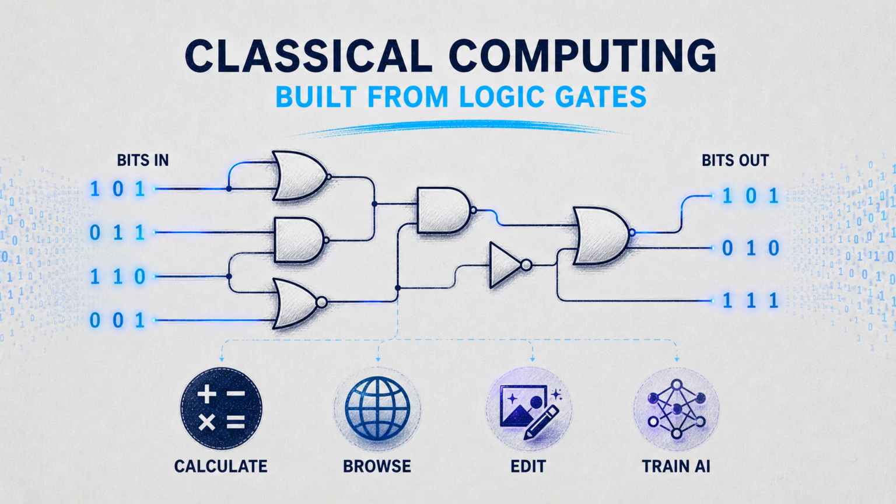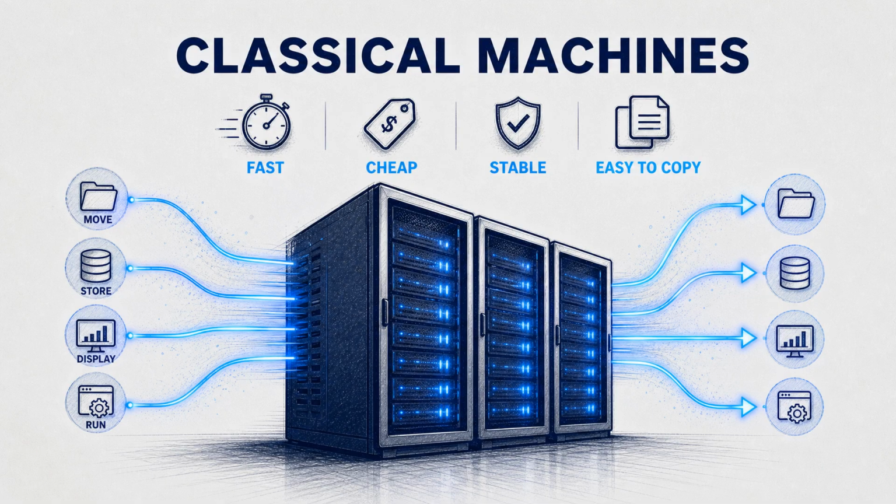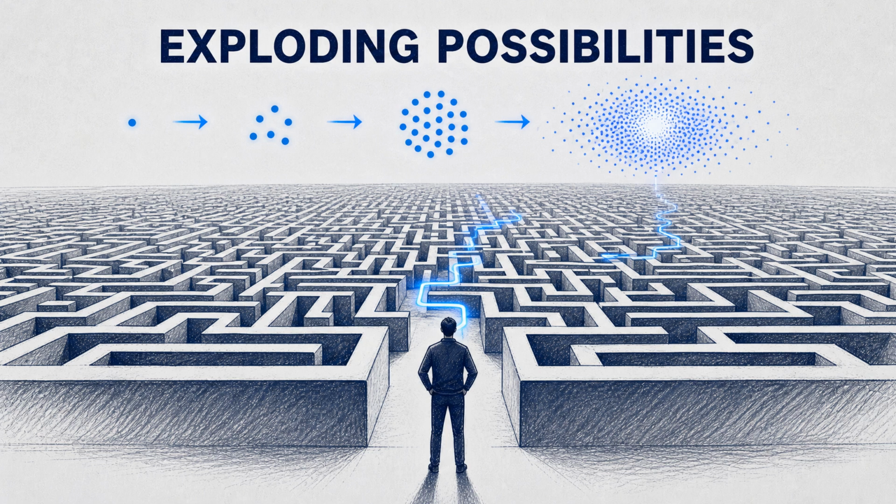Classical computing is built from logic gates. A gate takes bits in, follows a rule, and produces bits out. Chain enough gates together and you can add numbers, open a browser, edit a photo, or train an AI model. This step-by-step style is incredibly powerful. Classical machines are fast, cheap, stable, and easy to copy. They are also very good at moving data, storing data, displaying results, and running the everyday software that modern life depends on. But some problems grow in a painful way.